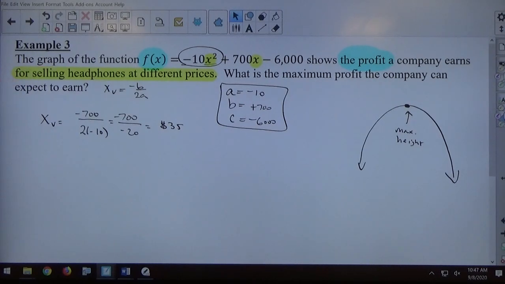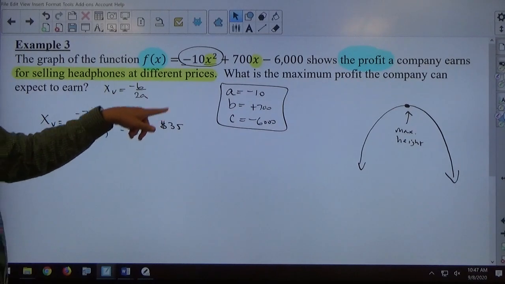It says, what is the maximum profit? So they might have asked, what should we charge for the headphones to get maximum profit? The answer would have been $35. If the question is, what profit will we get? Now we just simply substitute 35 in for x up here.